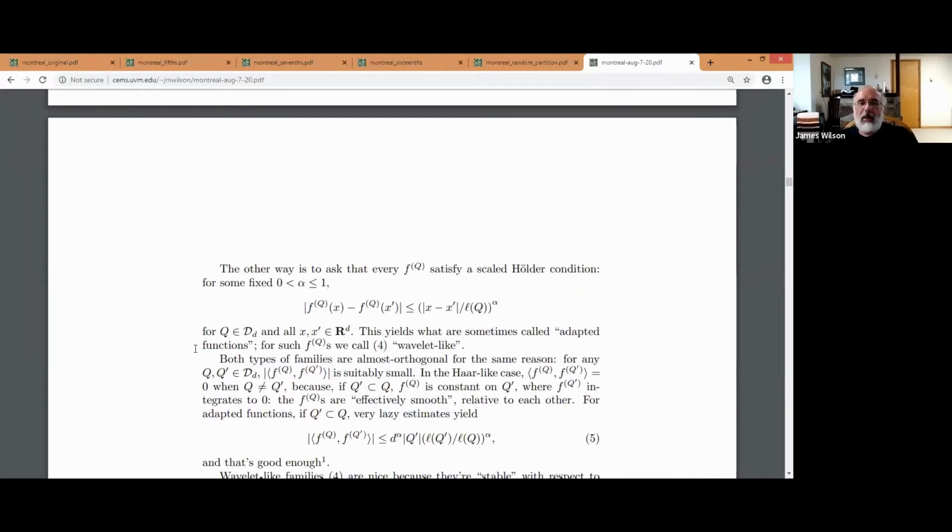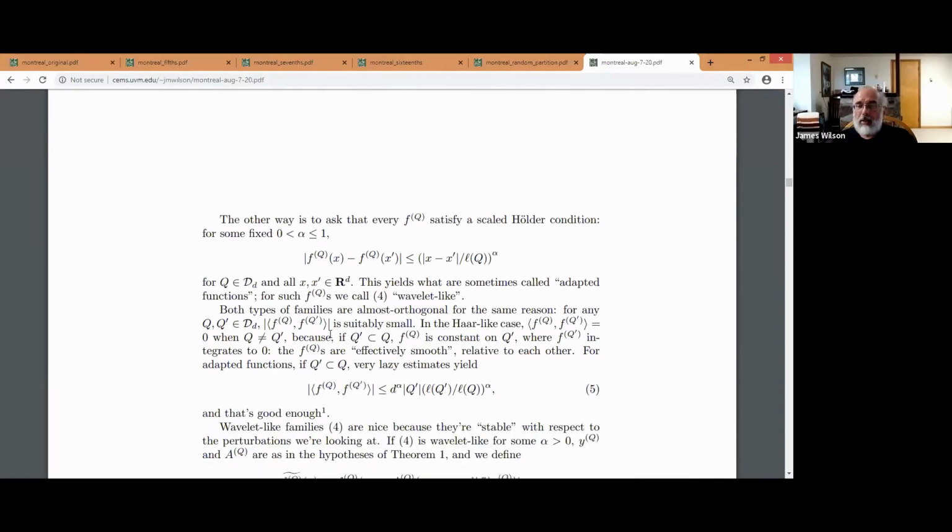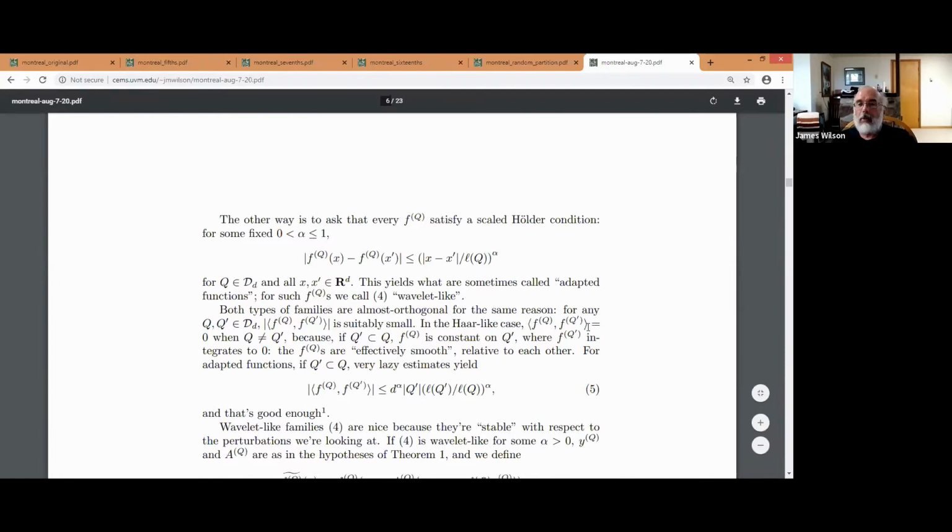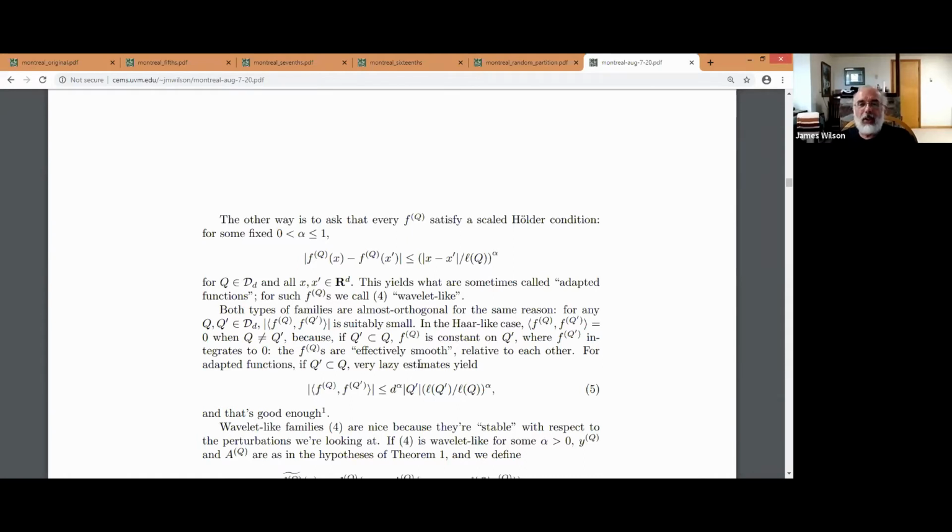They give you almost orthogonality for basically the same reason, and namely that is that the inner product of fq and fq prime is suitably small. Okay. In the Haar-like case, this inner product is 0 when q does not equal q prime, because if q prime is contained in q, then of course this guy is constant on q prime, where this guy has integral 0. So there you go. And of course, where q equals q prime, this inner product is no bigger than the measure of q. Okay. So what's happening here is that these guys, the fq's, are effectively smooth relative to each other. They don't see each other's discontinuities.